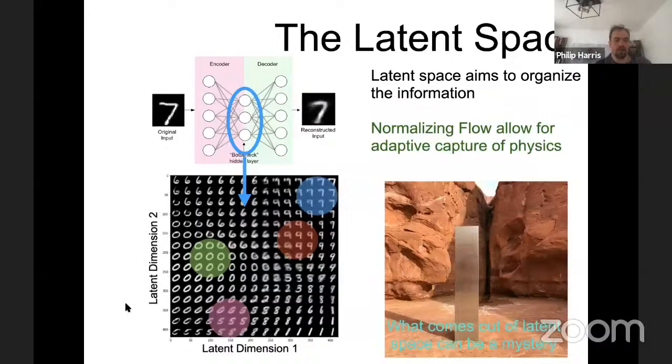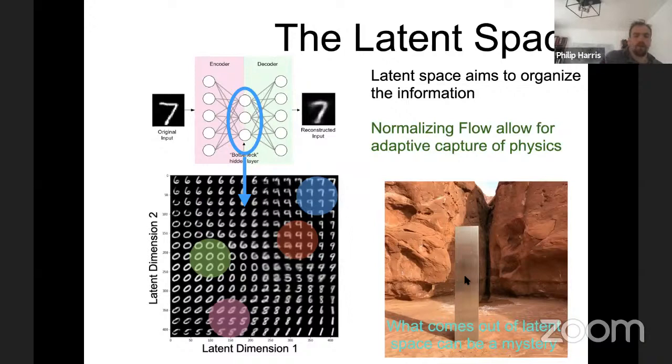And this can allow you to embed complex processes into a lower dimensional space. This is a very natural way to take physics objects and embed them into a lower dimensional space, like the standard model, and then use this space to look at differences. And thanks to a lot of work with normalizing flows, you can actually capture very complex spaces. They don't have to be linear, and you can embed this in your latent space. But sometimes, what comes out of the latent space can be a mystery.